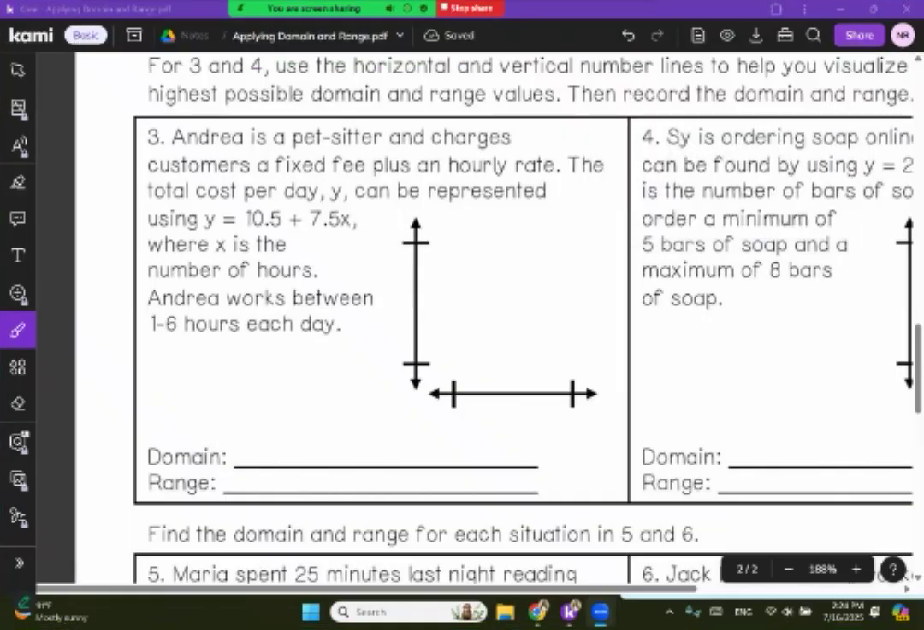All right, so Andrea is a pet sitter and charges customers a fixed fee plus an hourly rate. The total cost per day, Y, can be represented by that equation where X is the number of hours. Andrea works between 1 to 6 hours a day. Okay. Well, let's think about the context of it. Domain is your X values, range is your Y values. What is the domain? Domain is X. X is the number of hours.